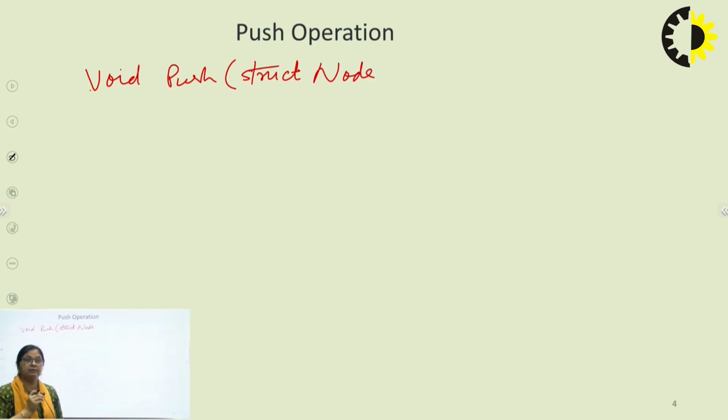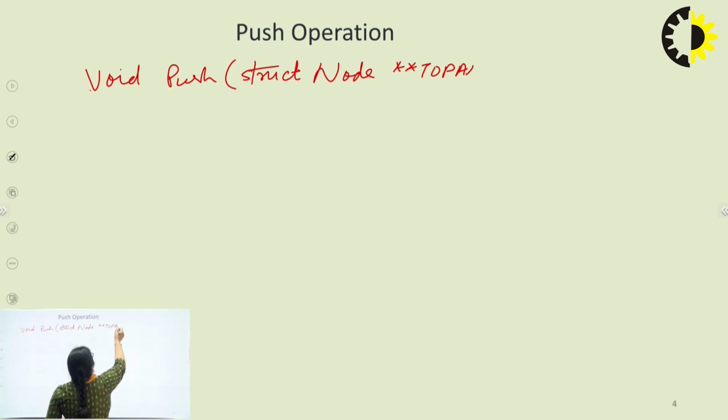Now the point is, when we do pushing, then the top pointer changes. As the top pointer changes, it means we don't want the top. We want the address of top. Okay. So we will take the address of top. It is top address, not top. Why? Because top needs to be changed and it has to get reflected in the main function or the calling function.